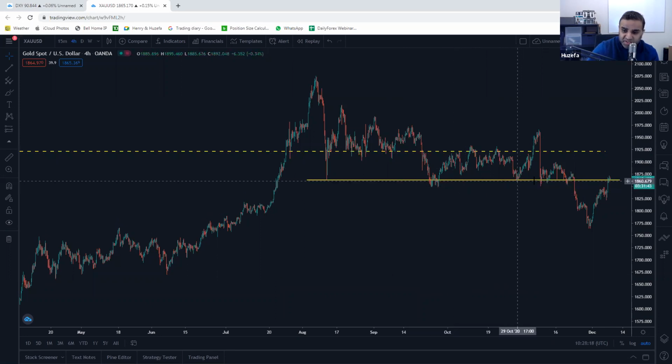And more recently, it's broken this key support level here. I've marked it from this point here because this is really where the price reacted pretty hard when it pushed back up, and it's broken that support level here. And I think it's now touching it as resistance.